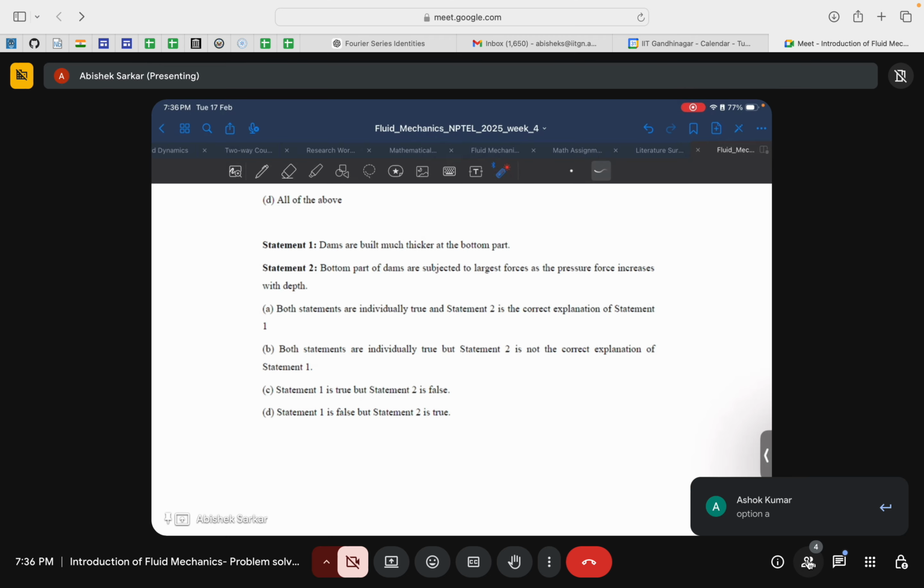Yeah, that's correct. Option A is correct, that dams are built much thicker at the bottom part, primarily because hydrostatic forces change with depth, and the hydrostatic forces are larger as we go deeper within the fluid. That's why the dam has to be built much thicker to withstand those increased hydrostatic forces. Okay, that's why statement 2 is a correct explanation of statement 1, and both other statements are correct.